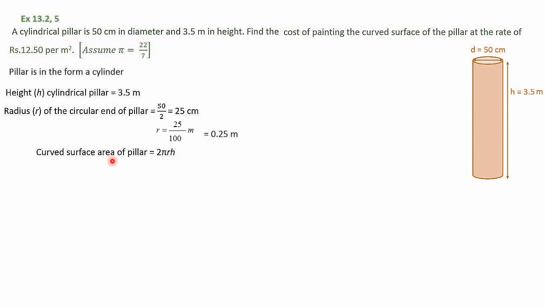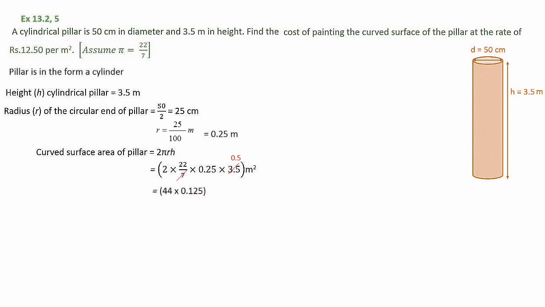Now curved surface area we can calculate. Since the pillar is in cylindrical shape, we can use the curved surface area of cylinder formula, that is 2 pi rh. So 2 into pi value 22 by 7 into r we have calculated 0.25 into h is 3.5. So here 7 and 3.5 we can cancel, it is 0.5 times. So no denominator means no division, only multiplication. 2 into 22, 44 into 0.25 into 0.5.